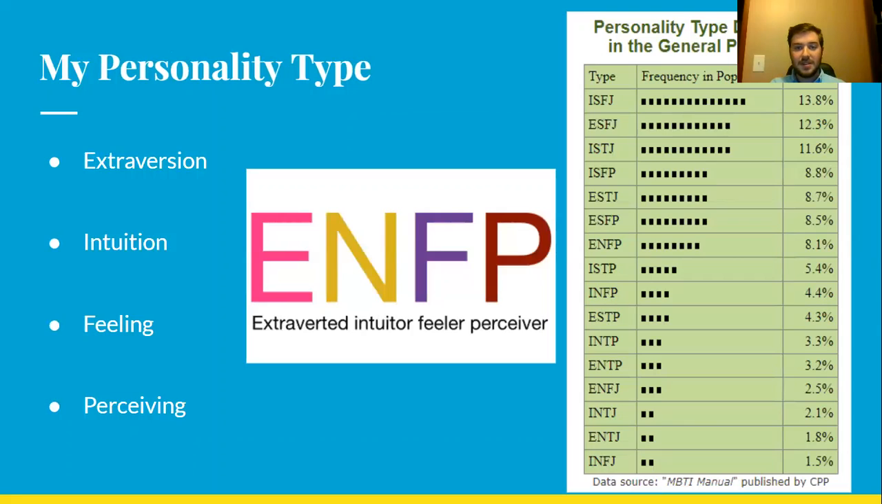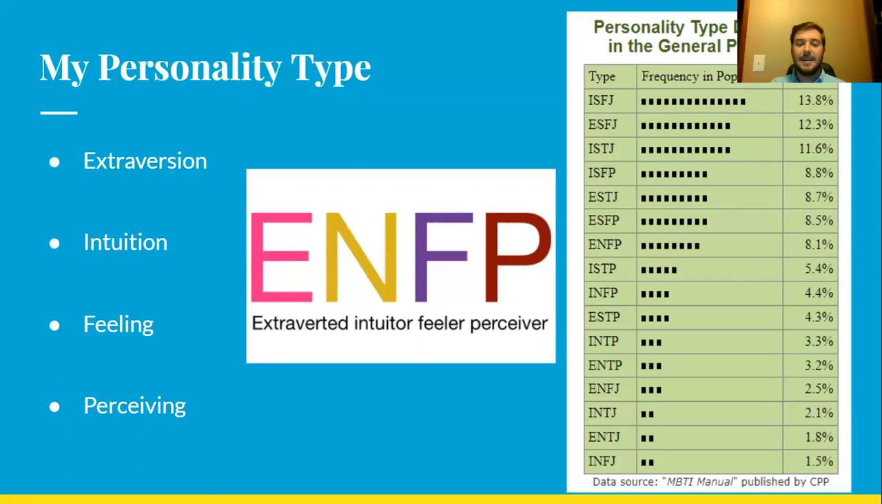So I took the Myers-Briggs Type Indicator, and my personality type came out to be ENFP. To give a breakdown of where I fall on the scale of everyone else, it's the seventh most common of the 16 types, at 8.1% of the population, so it's pretty much right in the middle. ENFP stands for extroversion, intuition, feeling, and perceiving.